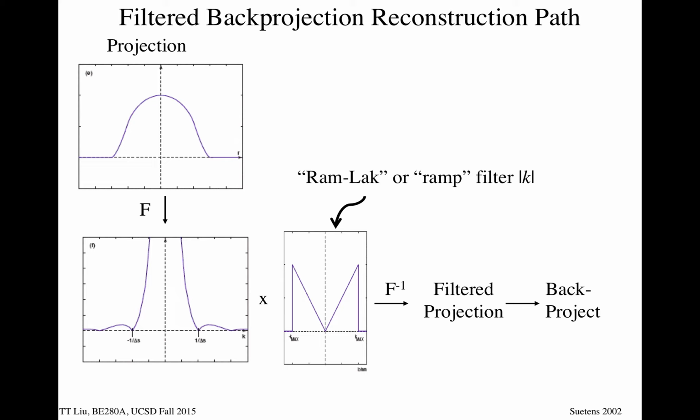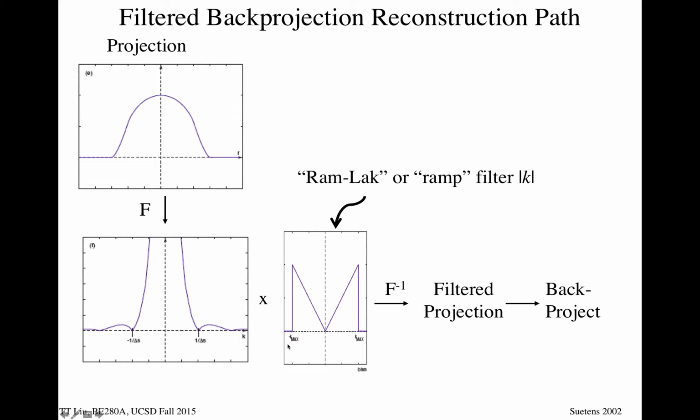So filtered back projection, or convolution back projection, works like the following. If we have a projection, we can take its Fourier transform, and that gives us some function like this. We multiply it by the ramp. We take the inverse Fourier transform of that, which is the filtered projection, and we back project those.